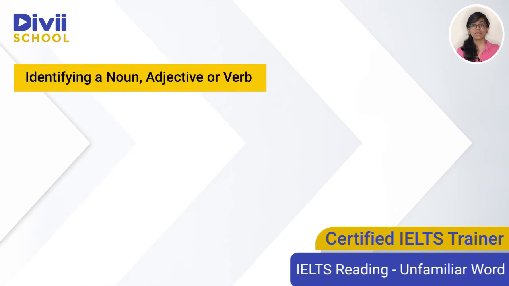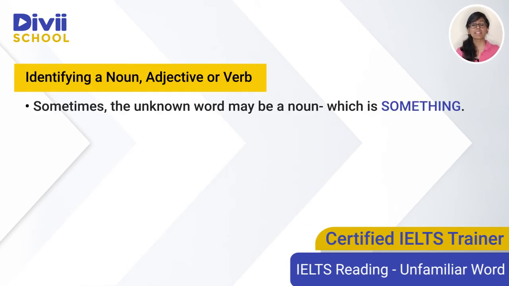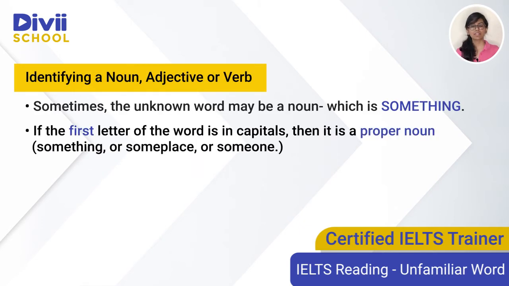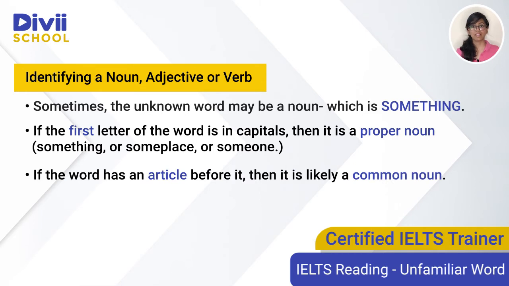In some cases, the word could be a noun, that is, something. If the first letter of the word is in capital, then you know that it's most likely the name of a thing, place, person, or basically a proper noun. If the word has an article before it, that is a and the, then it is quite likely that the word is a common noun.